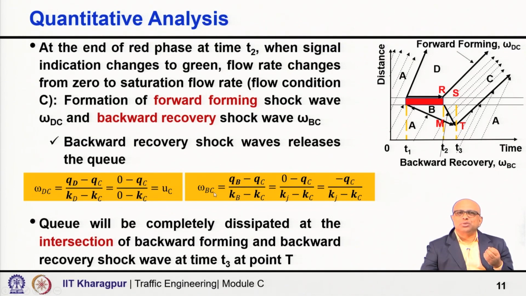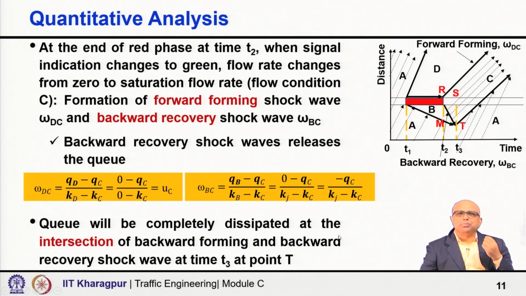Similarly, you can calculate the speed of the shock wave ω_BC created due to traffic state B and traffic state C, and you will get it equal to minus Qc divided by Kj minus Kc. It is minus, meaning it is moving backward. So, it is a backward shock wave.